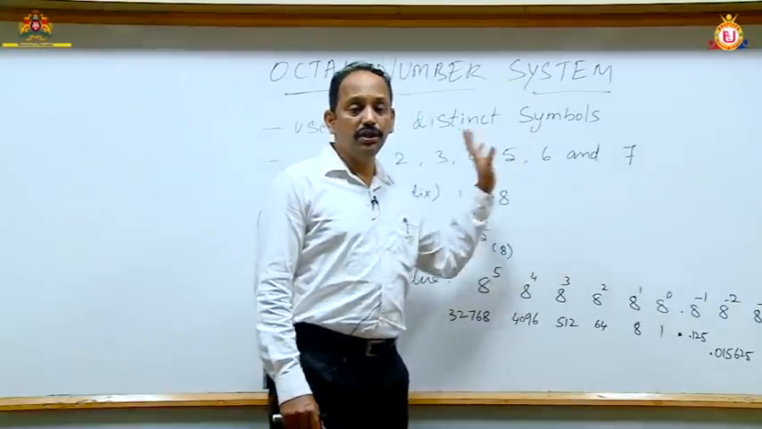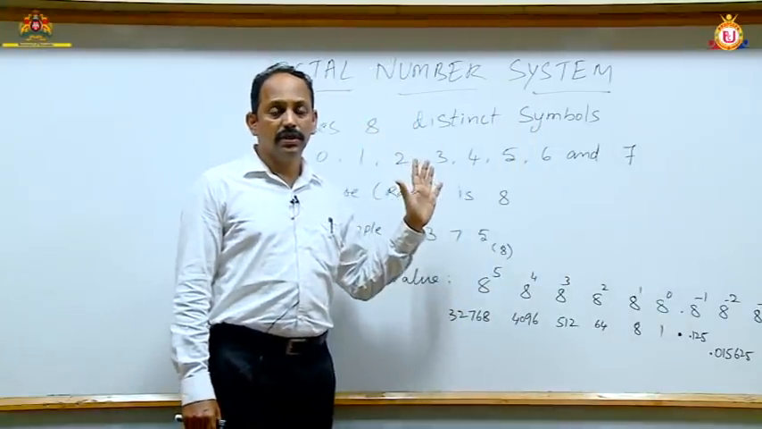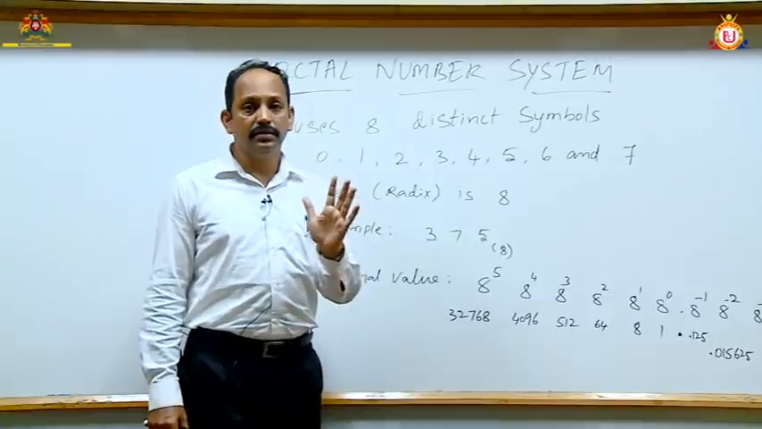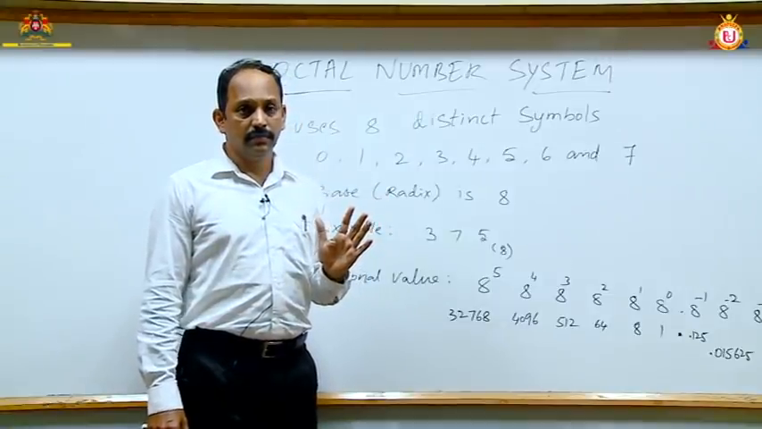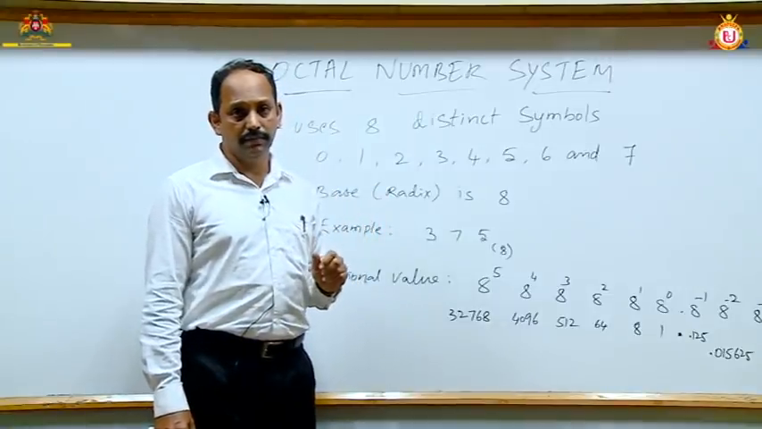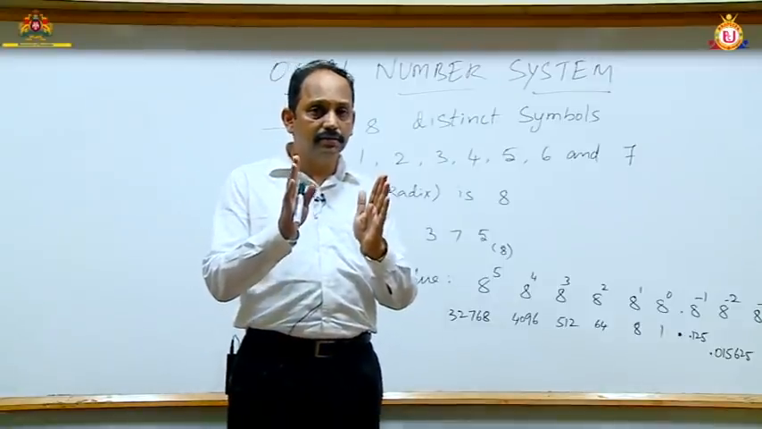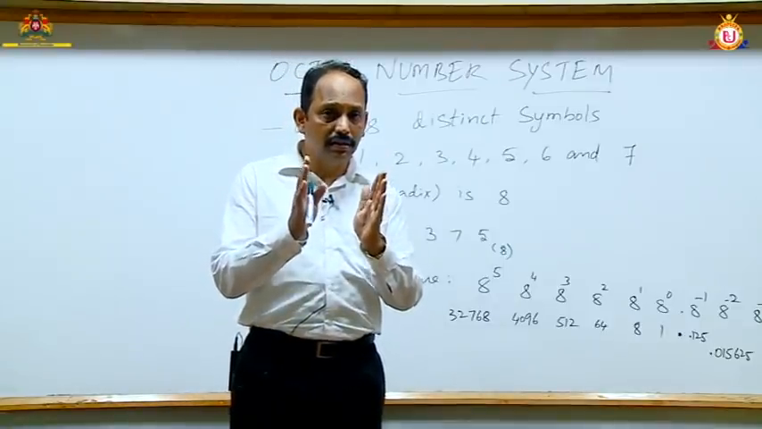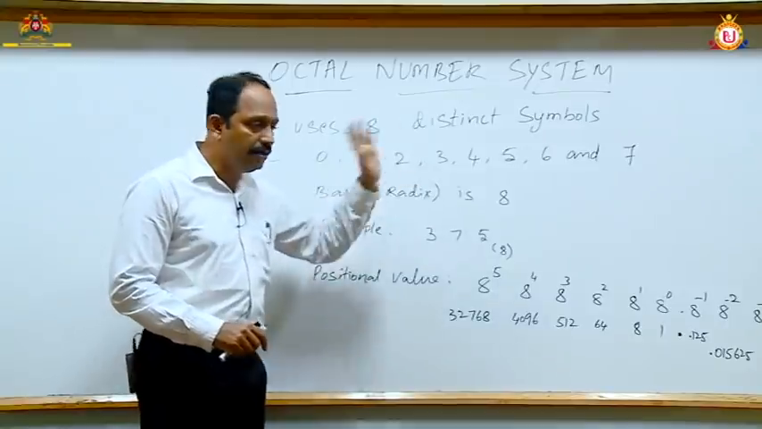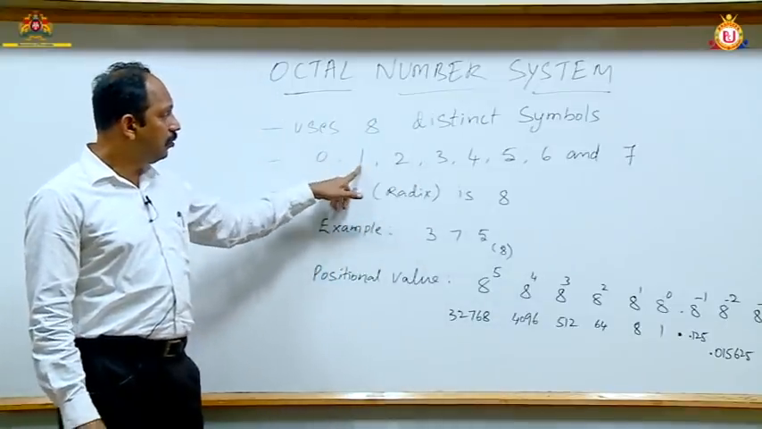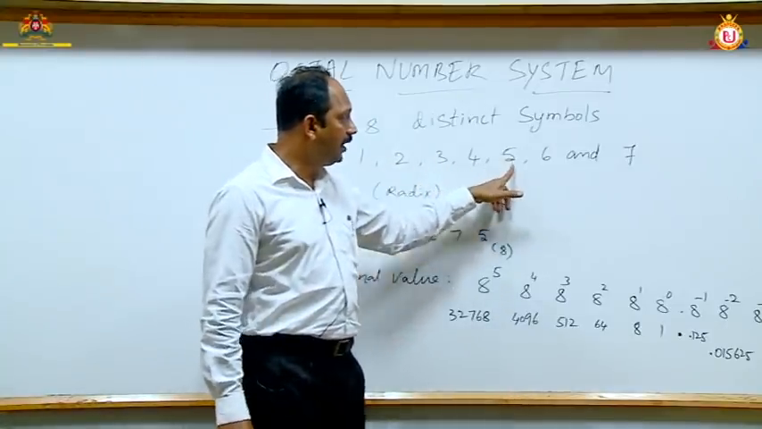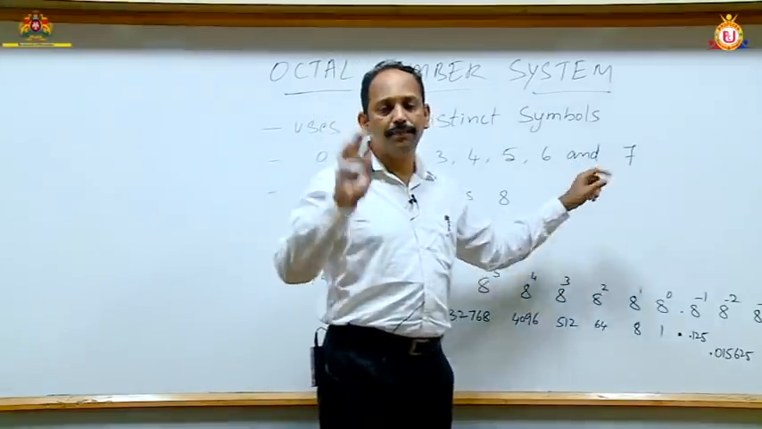Up to 7, 0 to 7. There is no 8 or 9. It uses 8 octal digits. Those digits are given here: 0, 1, 2, 3, 4, 5, 6 and 7. That's all.